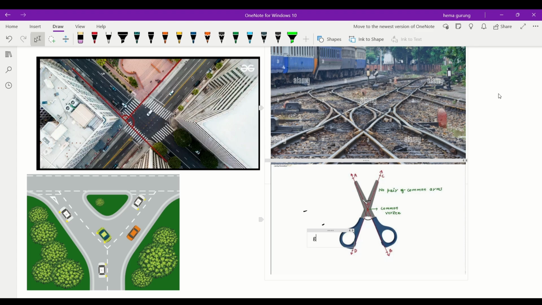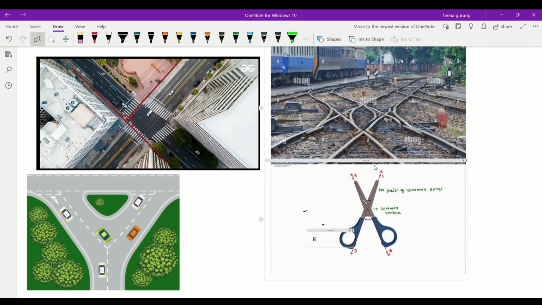So let's get started. Everywhere you look, you'll find lines meeting at angles, whether it's a road intersection or a railway crossing. You can see the pictures on the screen. Even the blades of a pair of scissors. There you can see the angle formation.